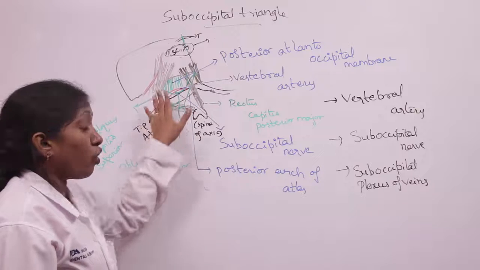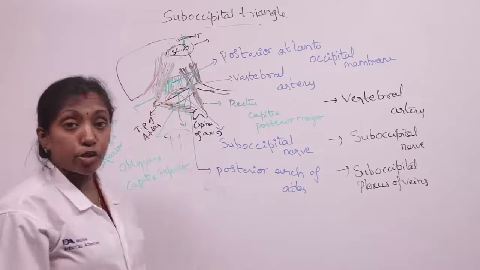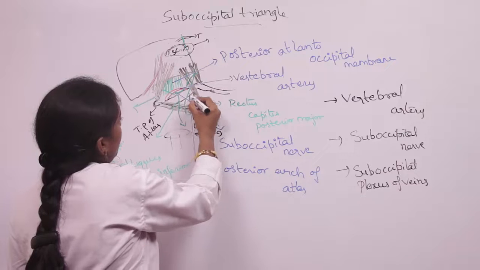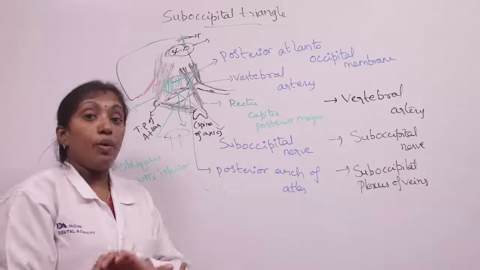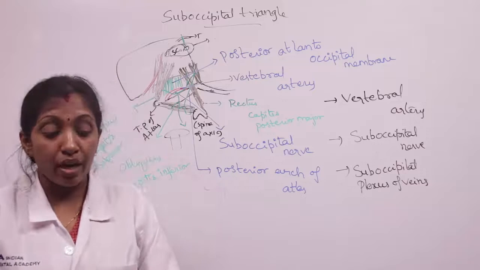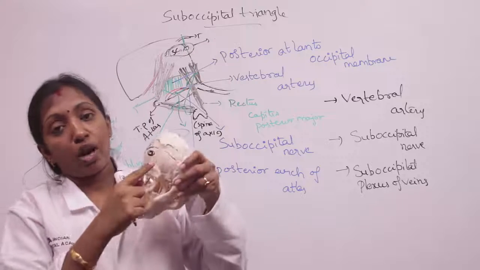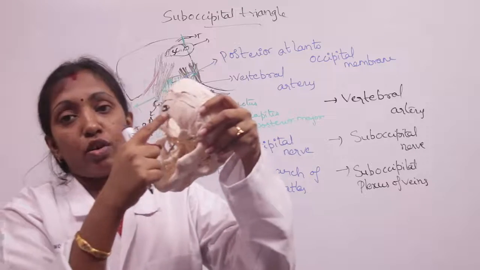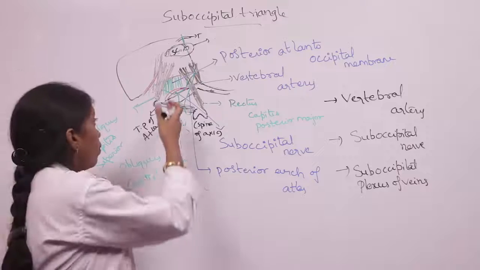These lie on the floor of the suboccipital triangle. The floor of the suboccipital triangle is formed by the posterior arch of atlas, here is the posterior arch of atlas, and also the posterior atlanto-occipital membrane. The posterior atlanto-occipital membrane extends from the posterior margin of the foramen magnum to the posterior arch of atlas. This is the foramen magnum, right? So the posterior margin of the foramen magnum to the posterior arch of atlas form the floor of the suboccipital triangle.